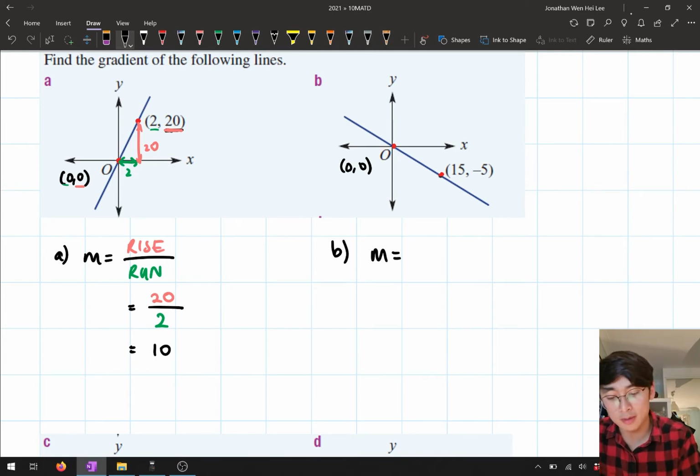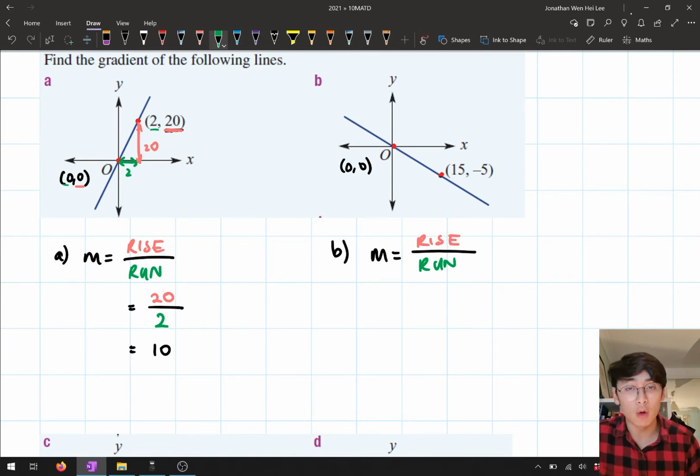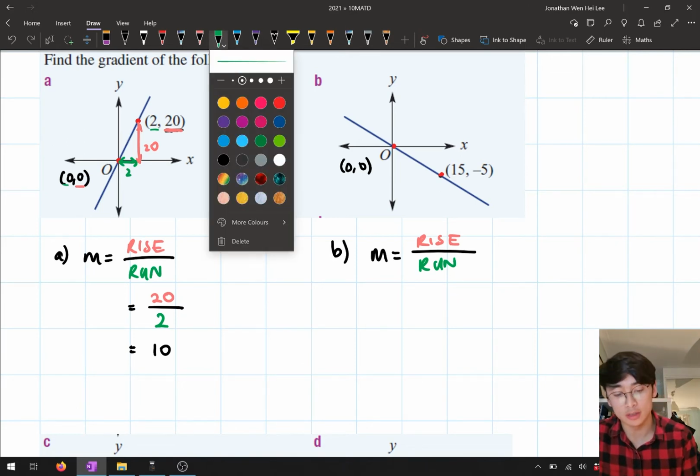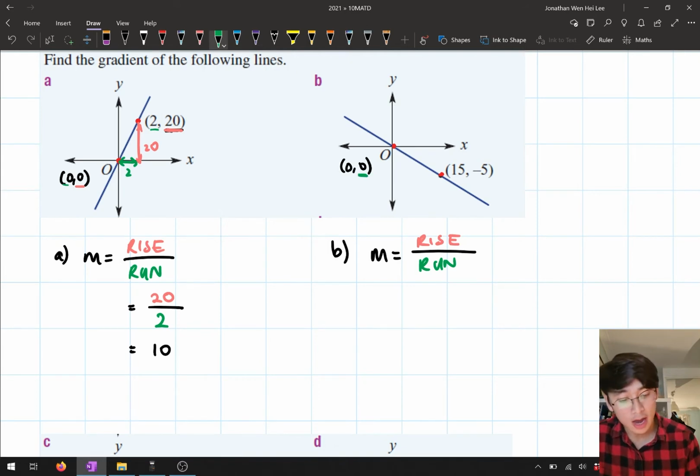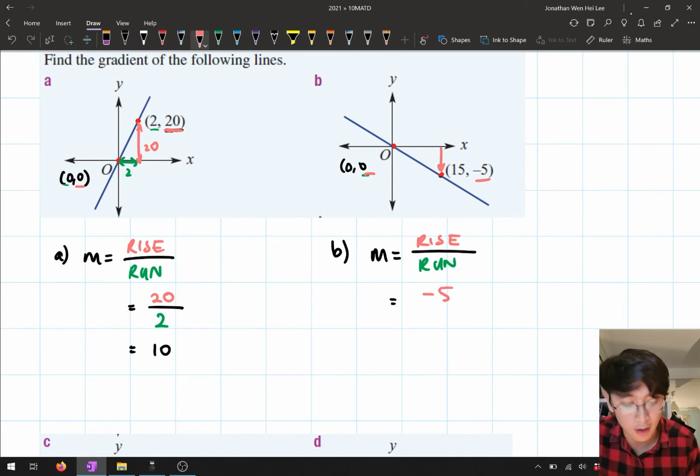So let's do this. M is equal to rise over run. So let's start off with our rise. Now our rise is our y coordinates. So here we're starting at a y coordinate of 0 and then we're going to -5. Now if you have a look, that is a rise going downwards. I realize I should have done this in pink. We go from 0 to -5. That rise is going downwards, which means it's a negative value. So here, my rise is going to be -5. So that's my y coordinates, which give me the rise.